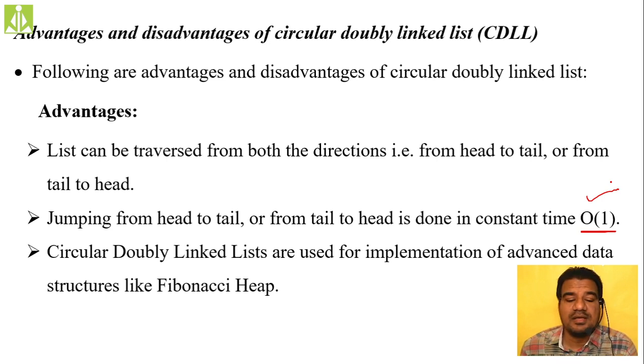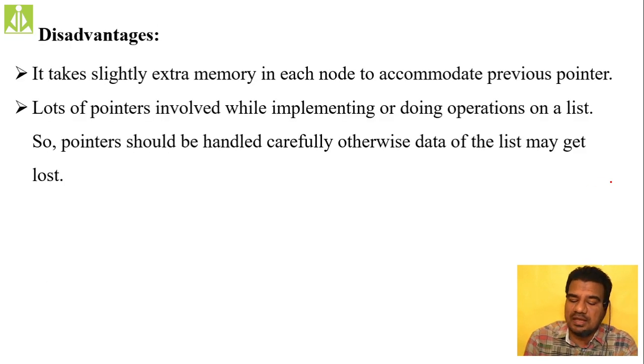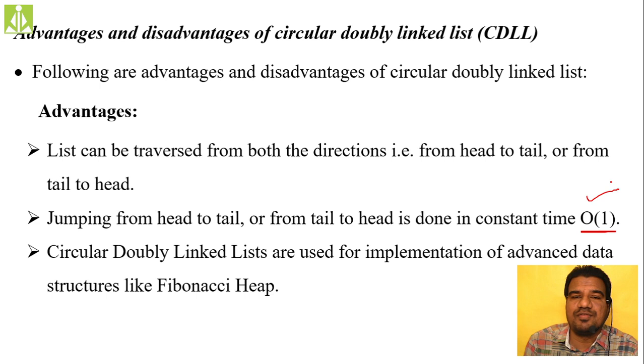Okay, then circular doubly linked lists are used to implement advanced data structures like the Fibonacci heap. We already discussed that the doubly linked list is also used to generate the Fibonacci heap, and this circular doubly linked list is also used to develop the Fibonacci heap concept. We will not see how the Fibonacci heap can be implemented, as that is not part of your syllabus, and if you insist you can go to the internet and research it. It is an interesting concept.